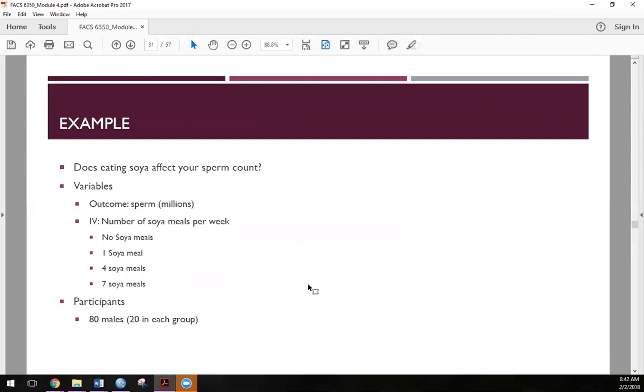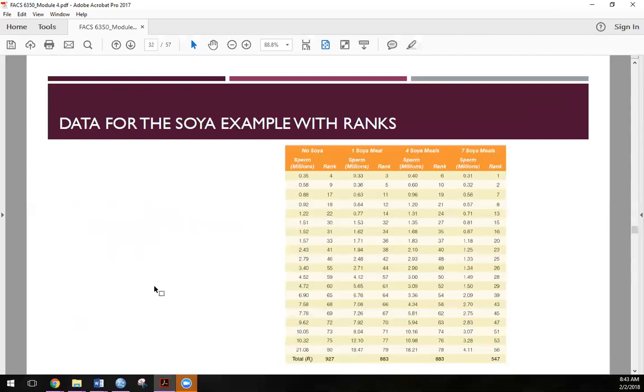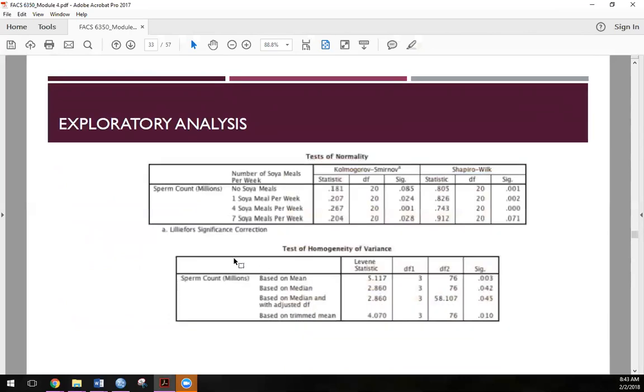So this is another example that Dr. Field gives in his video about eating soy and sperm count. And so you'll see here that it's really interesting because now there's multiple groups. There's not just two groups, there's a lot more than that. And so this is how you would rank out the data if you did it by hand. And so again, very onerous to do this and do it correctly.